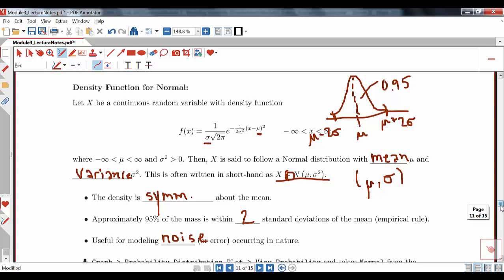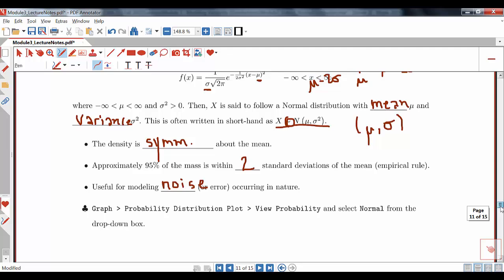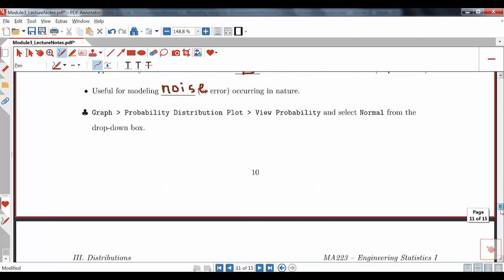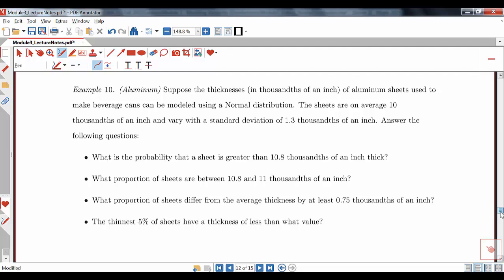And I think he's just showing us how to view this normal curve in Minitab, but we'll do that in the next example. So here's an example. This is the thickness of aluminum sheets. Let's let that random variable be x. And we're told that it can be modeled by a normal. So right now we know x has the shape of a normal with a mean of 10, so here's mu, and a standard deviation of 1.3, that's sigma. So I'm going to put 10 and 1.3 squared, the variance.